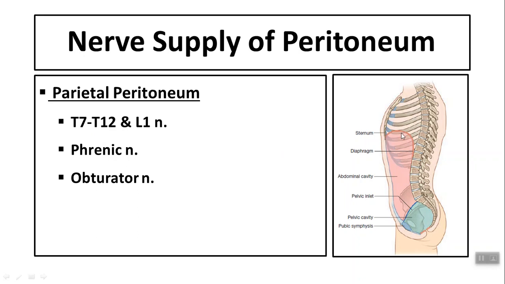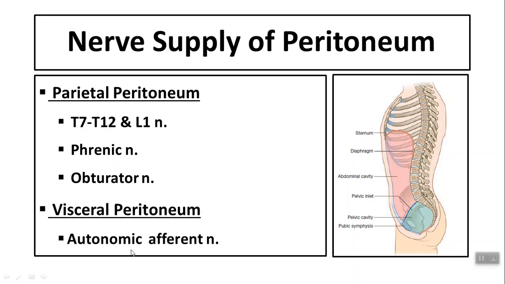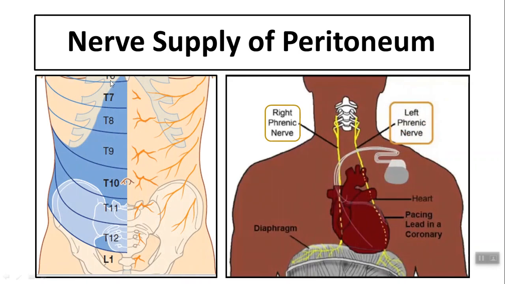peritoneum, or the peritoneum lining the diaphragm, is supplied by the phrenic nerve. The peritoneum lining the pelvis is supplied by the obturator nerve, while the visceral peritoneum covering the viscera is supplied by the same nerves that supply the viscera, which are autonomic afferent nerves. So we have somatic nerves supplying the parietal peritoneum, and autonomic nerves supplying the visceral peritoneum. Here we can see it's the same nerves that supply the anterior abdominal wall, T7, T8, T9, 10, 11, 12, and L1, also supplying all layers of the anterior abdominal wall.